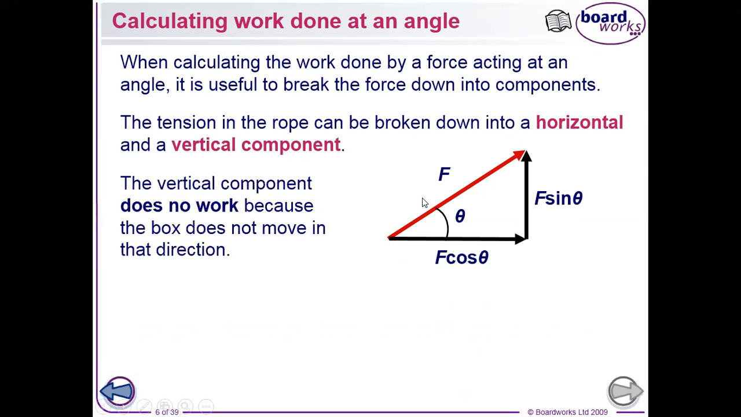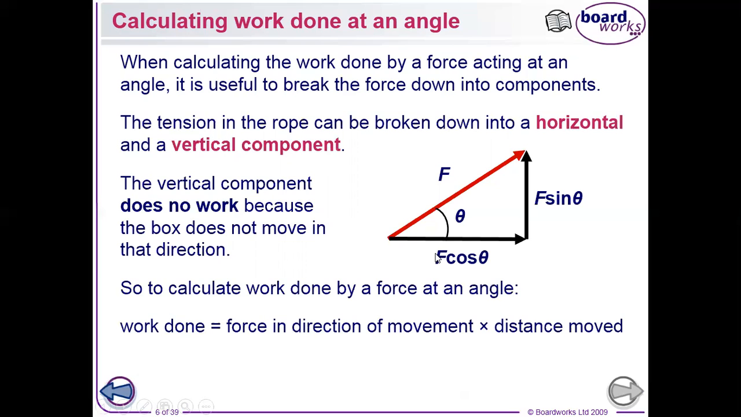When calculating the work done, the vertical component will not do the work because the box moves in the horizontal direction. So the vertical component, we don't use it to calculate the work done because the box in this case is moving in the horizontal direction. So when calculating the work done by the force at an angle, we take the force in the direction of movement, in this case the horizontal, times the distance covered. So we use F cos theta multiplied by the distance, which is S, which can also be written as Fs times the cos of the angle.